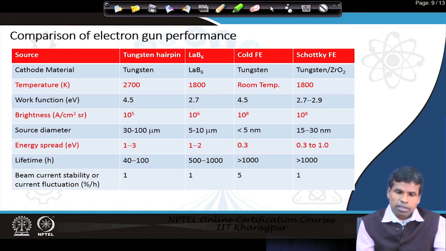Beam current stability for tungsten hairpin is around 1%, less than 1%. For lanthanum hexaboride, stability is again very good, current fluctuation less than 1%. But in the case of the cold field emission gun, current fluctuation is more, because of the very sharp tip that is used. And in Schottky, because of the slightly wider tip, we again have less current fluctuation.